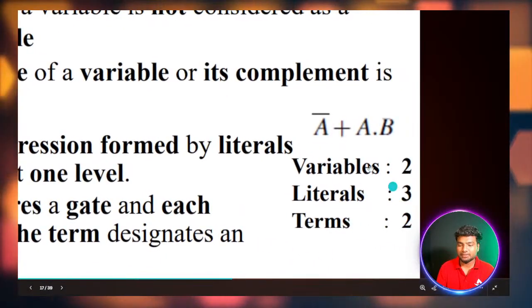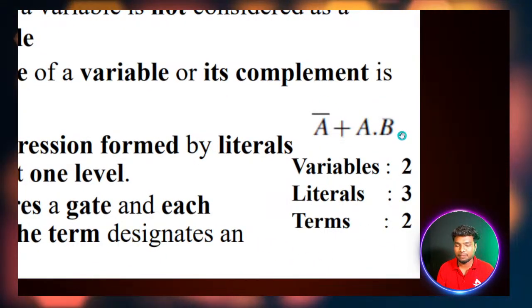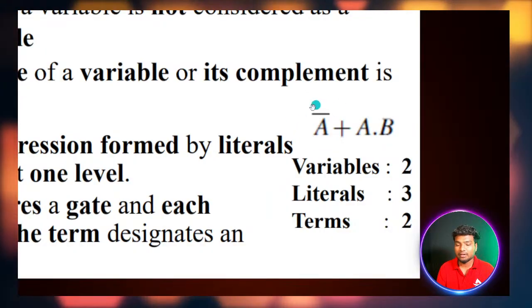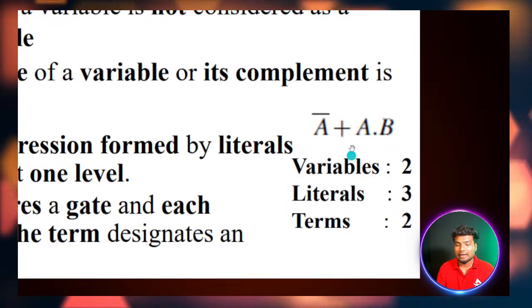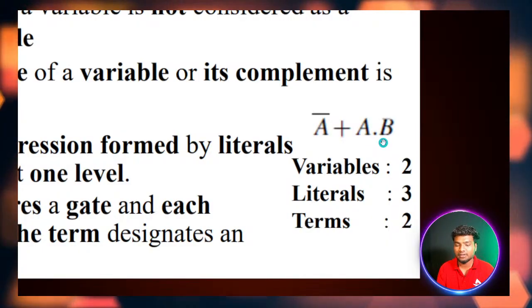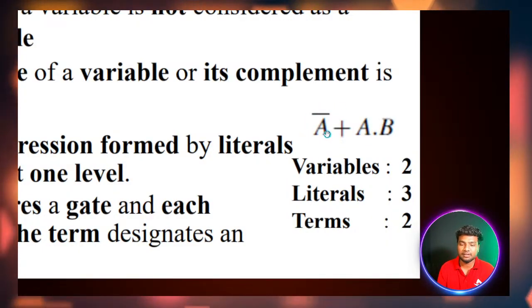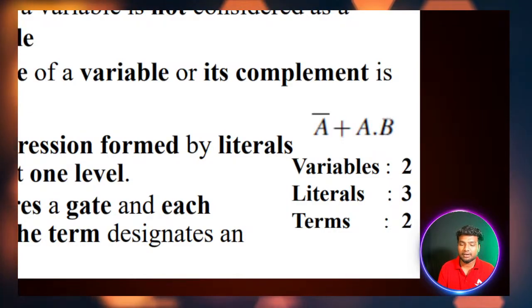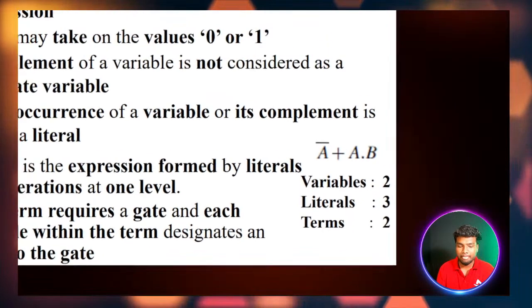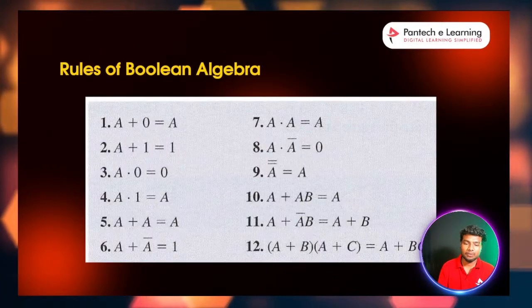So literals means there are two variables in this expression, a and b, but a bar can also be called a literal. This is one literal, this is a second literal, so we can also call this a literal a bar. Okay, this is what I am explaining for literals. So I will move to the Boolean algebra rules.